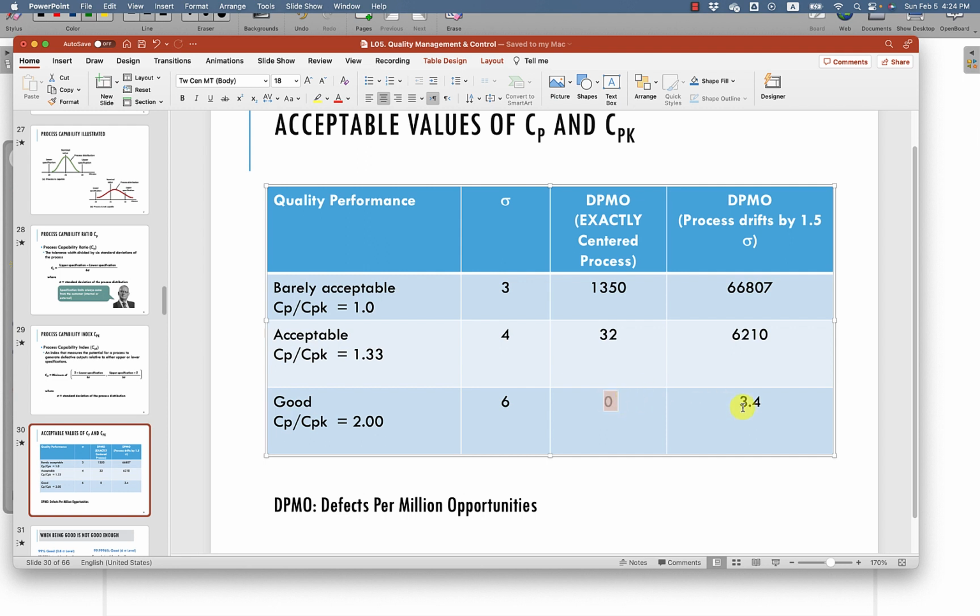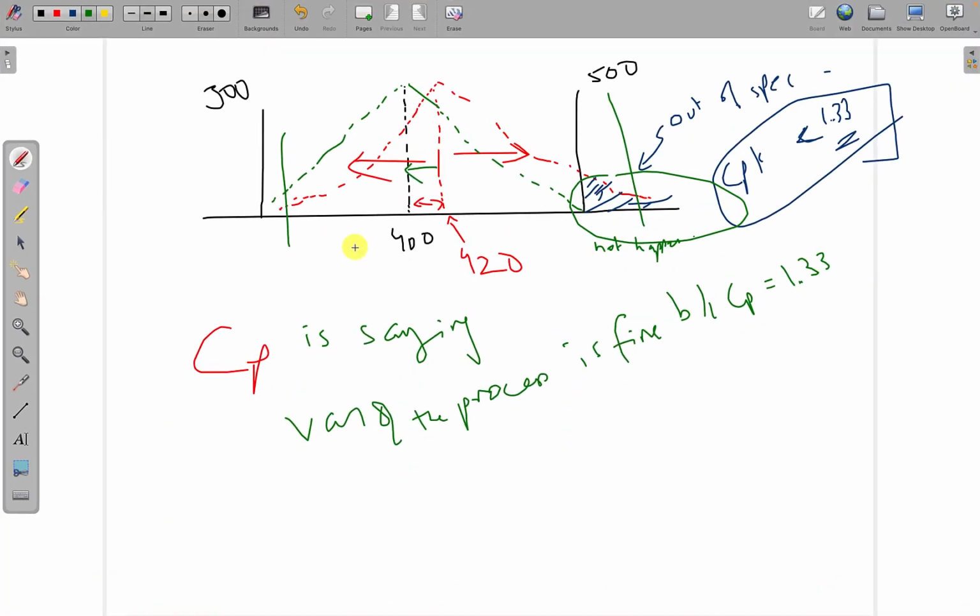But if your process is not centered, then you'll get some defects per million. And here, if you are at 1.33 and your process is off center, you'll get a lot of defects per million, right? So 4 sigma is very susceptible to drift. If you're not centered, you produce a lot of defects. 6 sigma is very stable. Even if you are off center, you're still going to be very good, very low defect rate, right?